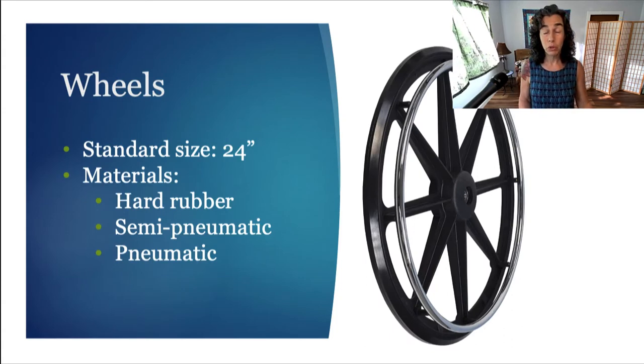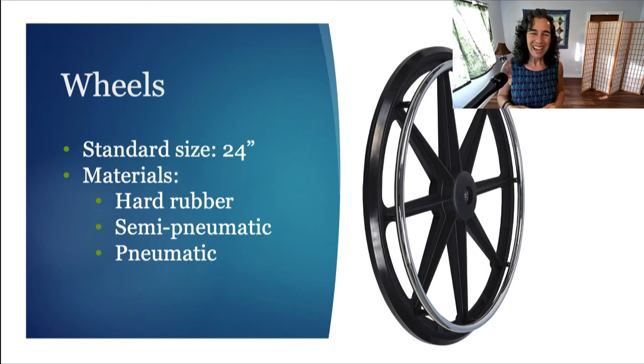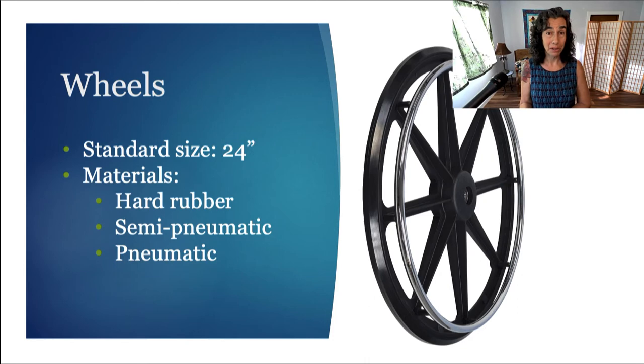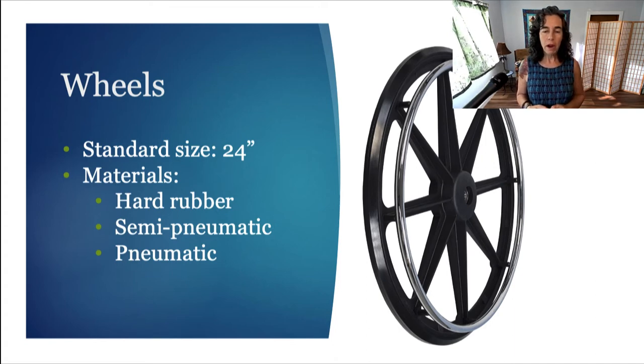Okay, so now we move on to wheels. And there are front wheels and back wheels on a wheelchair. We call the back wheels wheels, and we call the front wheels casters, and the front wheels are smaller. So the standard size for a wheelchair, and obviously, sorry, I keep saying obviously, I don't know why, we use this 24 inch as a standard size, but there's a lot of different diameters of wheelchair wheel depending on the person. There are 3 different types: hard rubber, semi-pneumatic and pneumatic.